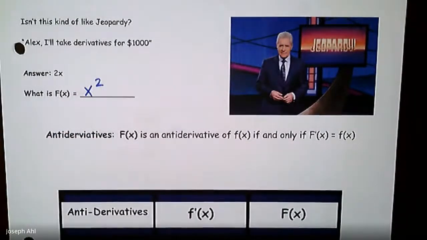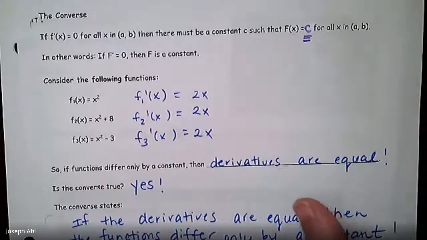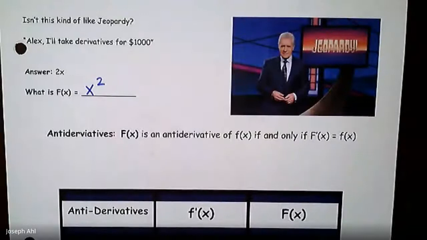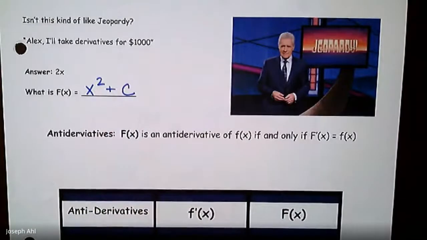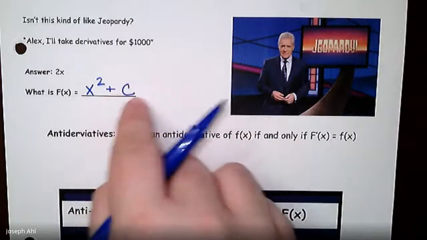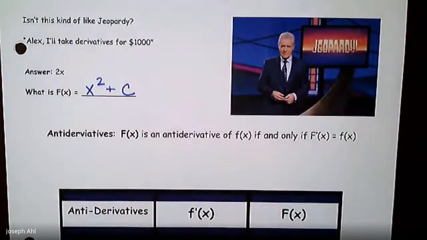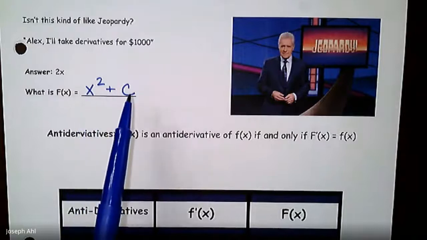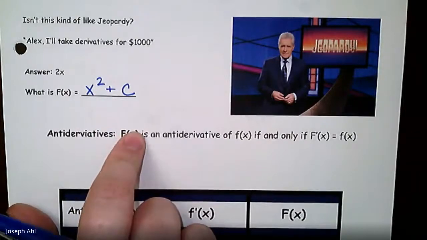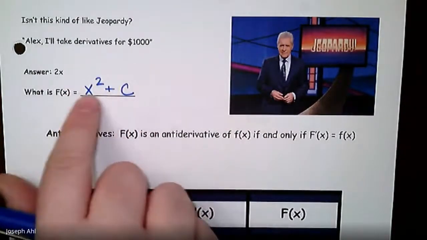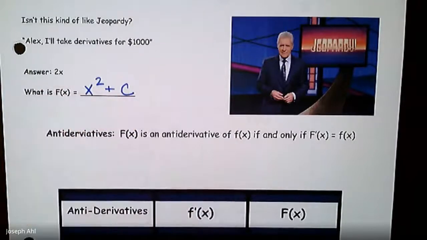But the thing is that it's not just x squared, is it? All of those functions that had derivatives of 2x, there were a lot of them. There was x squared, there was x squared plus 8, there was x squared minus 3. So how do we account for that when we say, what is f of x? We say that f of x is x squared plus c. It's plus some constant, right? And this is called the constant of integration, which we'll get to know a little bit more as we go through examples. So we know that anything of the form x squared plus c will have its derivative as 2x, because of course the derivative of a constant becomes 0.